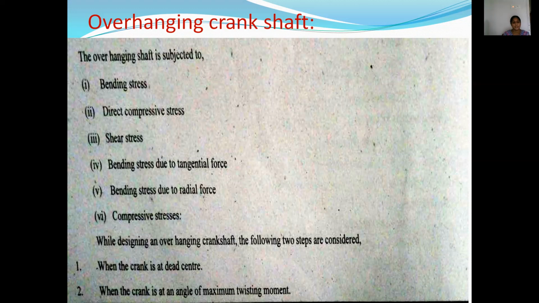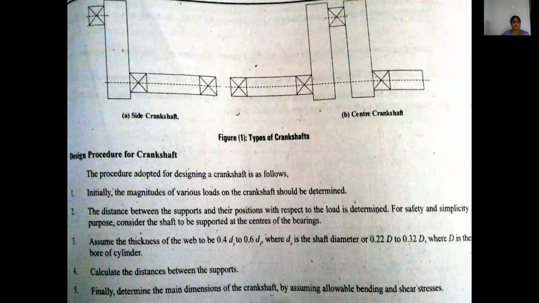While designing an overhanging crankshaft, the following two cases are considered. One, when the crank is at dead center. Second, when the crank is at an angle of maximum twisting moment. These are the two types of crankshafts we will consider: one is the side crankshaft, another one is the center crankshaft.